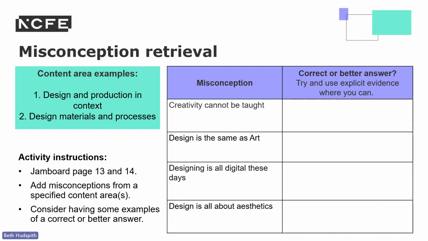So the last task is a misconception retrieval. So for this example, we've added some common misconceptions using the content area 1, design and production in context, and content area 2, design materials and processes. So your learners will try and provide a correct or better answer, and through their research attempt to support their answers with evidence. So this is also within the Jamboard.